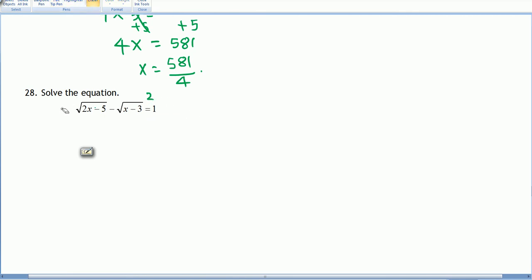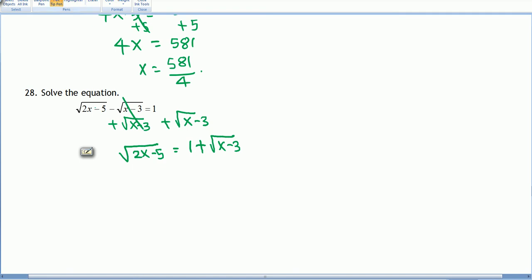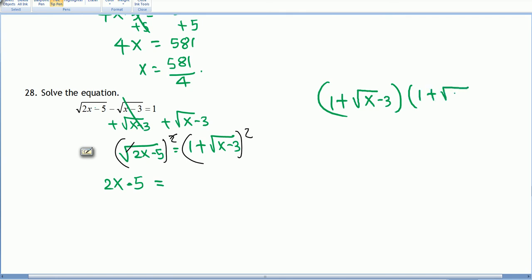So what we have to do is move one of the roots to the other side. So let's move this. It's a negative, add square root of x minus 3 to both sides. Okay, we get square root of 2x minus 5 equals 1 plus root x minus 3. Now we square both sides. Then square root cancel. And we get 2x minus 5 equals, quantity square means we multiply this by itself. So let me show you over here, 1 plus root x minus 3 multiplied by itself, 1 plus root x minus 3. Okay, just FOIL.